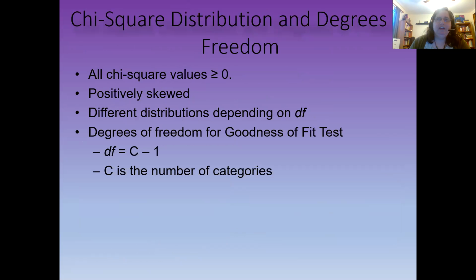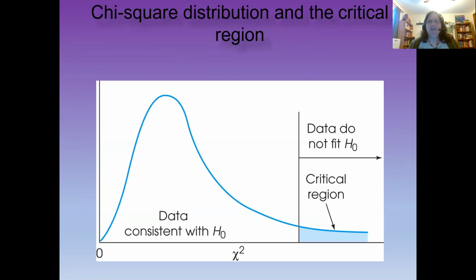Okay, we already talked about that. Sorry, I went the wrong way. Okay, chi-square distribution in the critical region.